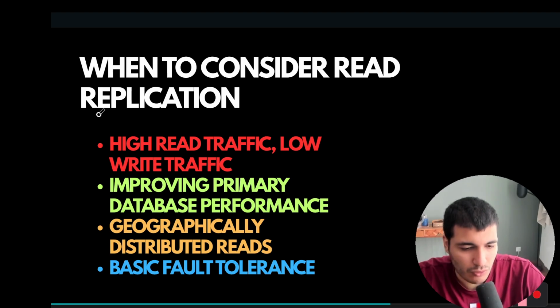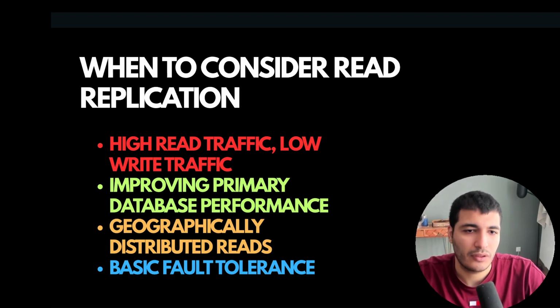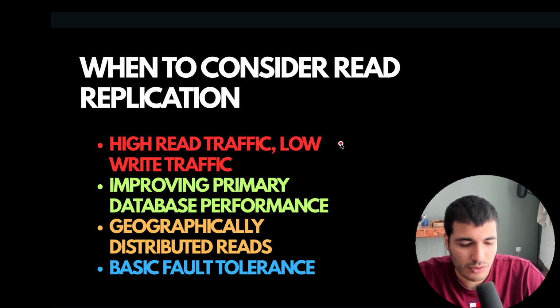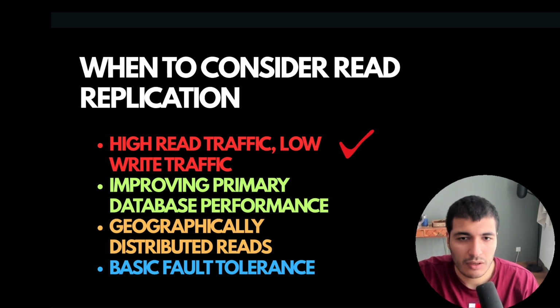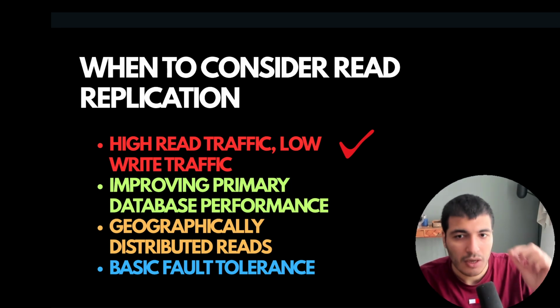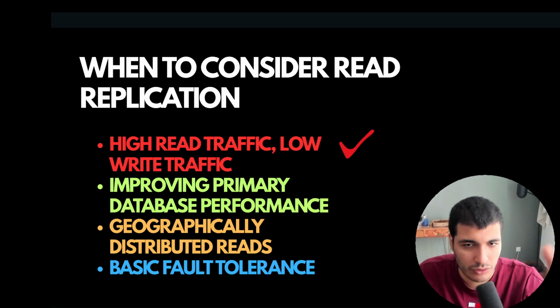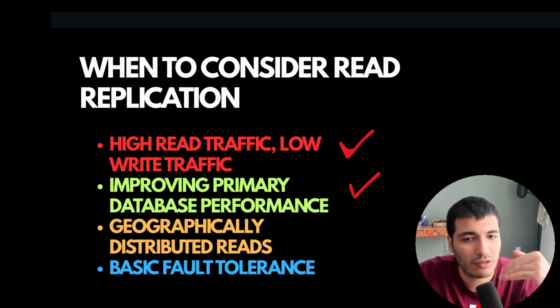Okay, next we need to talk about when to consider read replication. I would say first you will consider using them with high read traffic and low write traffic. This is the sweet spot. If your application experiences significantly more read operations than write operations, which is common in many web applications, content platforms, e-commerce sites, and social media, read replicas can dramatically reduce the load on your primary database. Next, we have improving primary database performance. By offloading read queries, you free up the primary database to handle write operations more efficiently, improving its overall performance and stability.